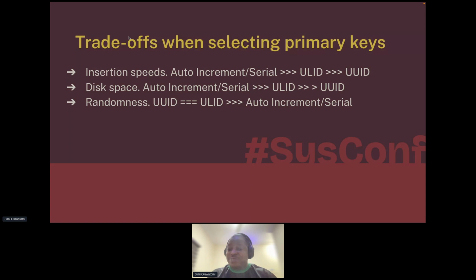These are the trade-offs that you really need to consider. The first is your insertion speeds. How fast do you want to be able to create new rows in your database? So if you read it, you see that your auto increment key or your serial column is faster than a ULID or a GUID. That is also faster than a UUID.